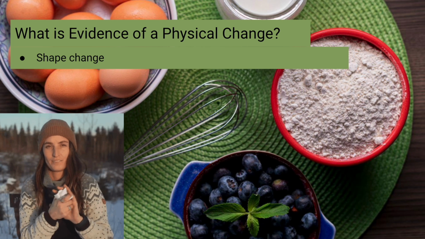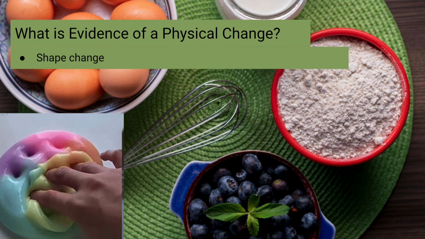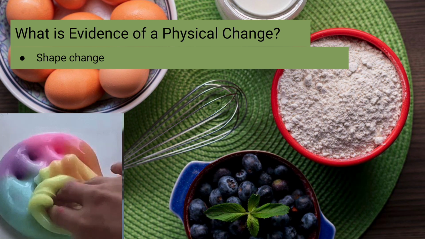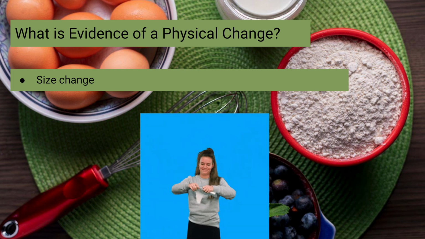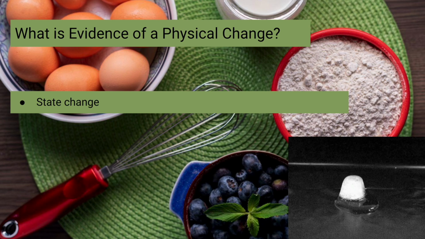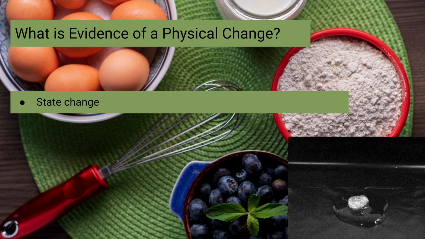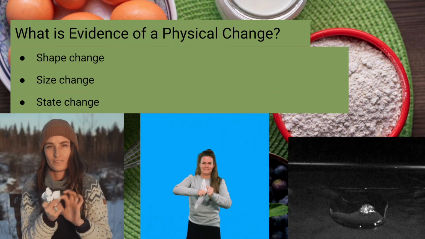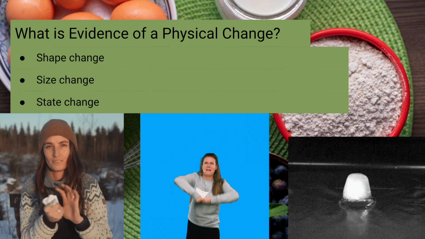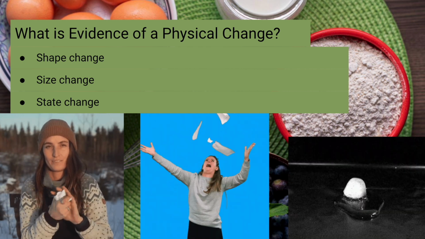Well, there's shape change, like that lady crumpling paper, or playing with slime and changing the shape of it. There's size change, like ripping up that same piece of paper, or breaking a plate. And then there's state change, which is where you melt ice, because when you melt ice, you're going from a solid to a liquid. But these are the three most commonly found pieces of evidence for physical change.